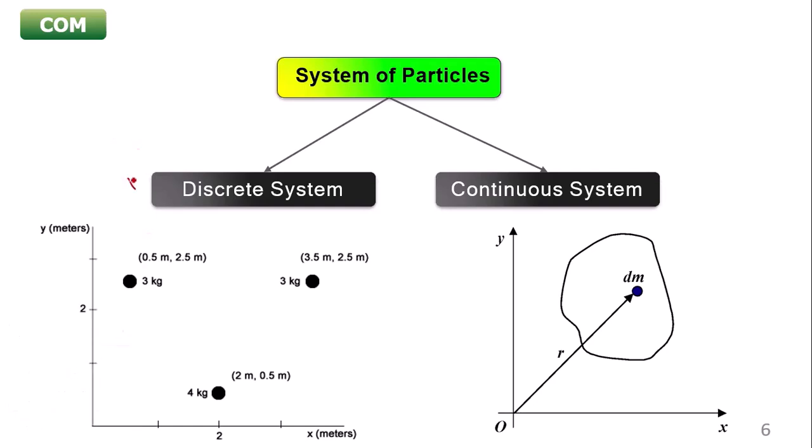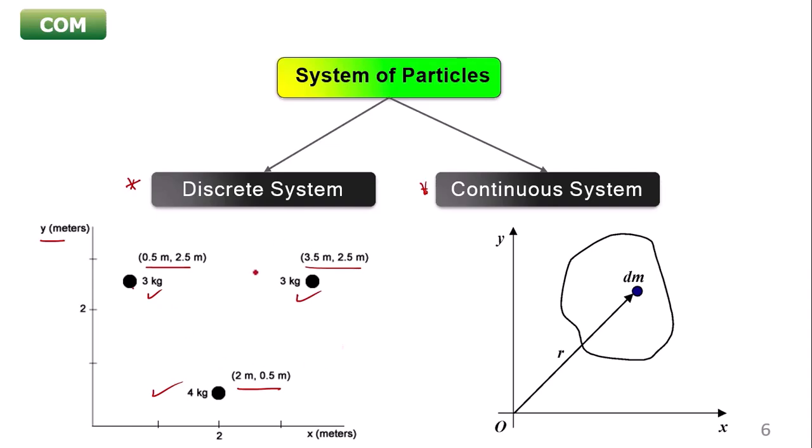One is called the discrete system and the other the continuous system. Discrete means the different particles are placed at different locations. On an xy plane, let us say there are three particles: one is 3 kg, another is 3 kg, another is 4 kg. The coordinates of each are given. So what is the total mass? 3 plus 3 is 6, plus 4 means 10 kg.